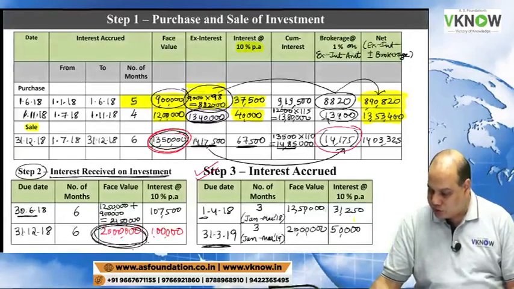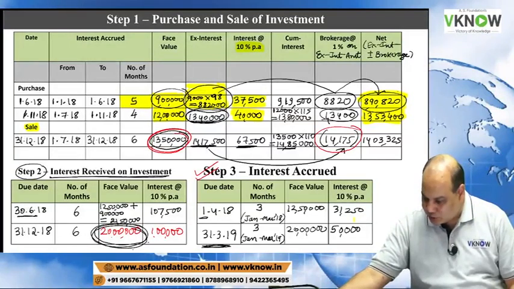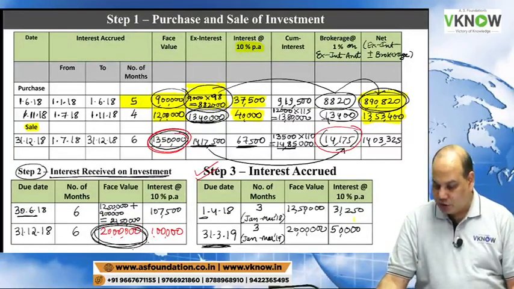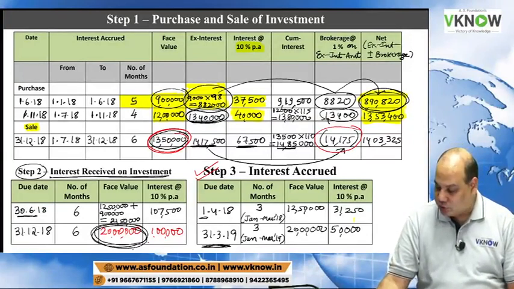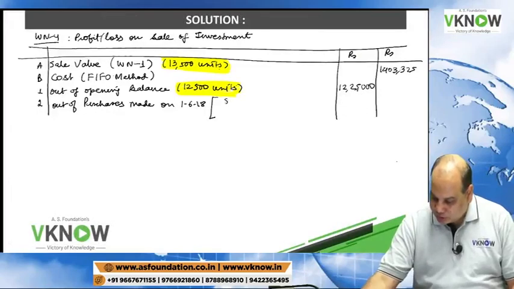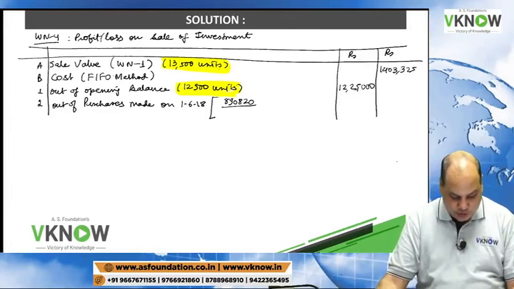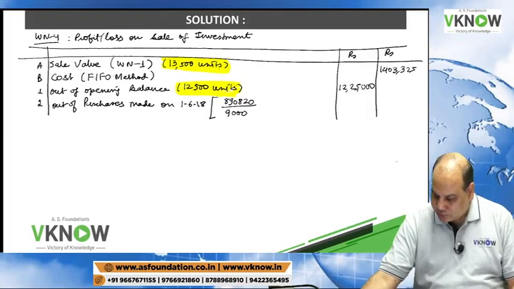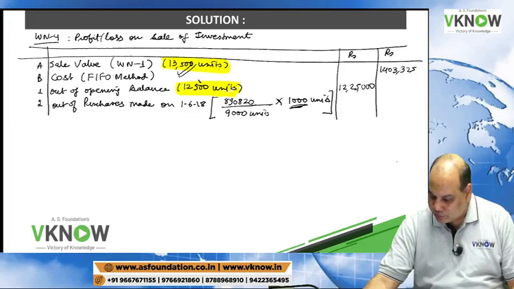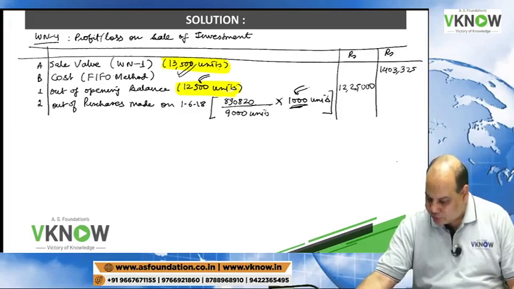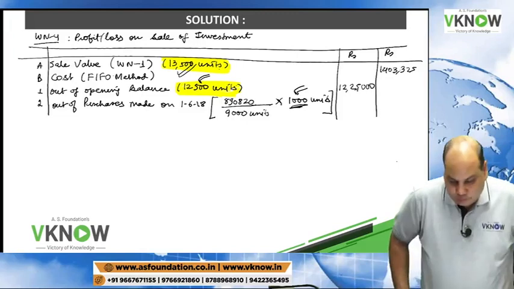Let us go to 1/6/18 purchase. In the last column at the top, right hand side, 890,820, and that is for purchasing 9,000 units. So divide by 9,000 units and multiply by 1,000 units. Why 1,000? Because total 13,500. 12,500 is opening balance. So 1,000 is out of this lot.